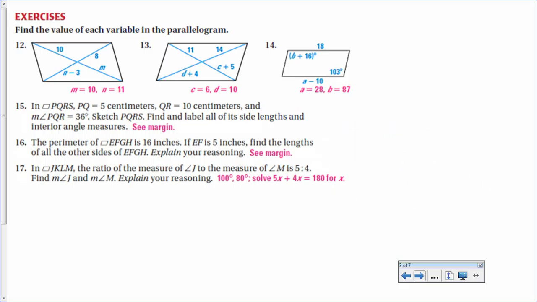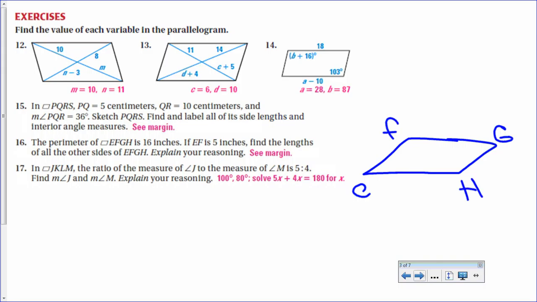Looks like you want to find a perimeter of a parallelogram, and you got to make sure you label it EFGH. Okay, there we go. Since you know that the perimeter is 16, that's all the way around. So 16 equals, and EF is 5. Well, if EF is 5, GH is also 5. That's the definition of a parallelogram.